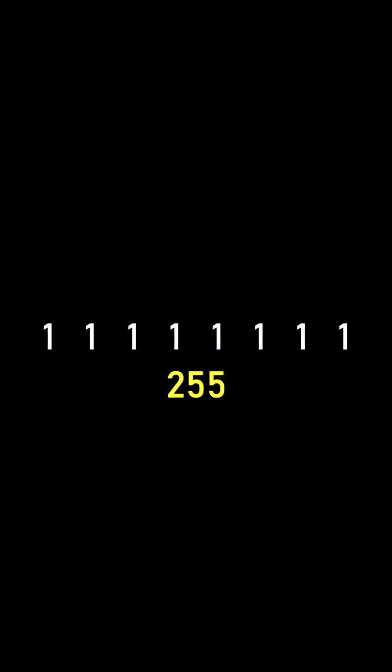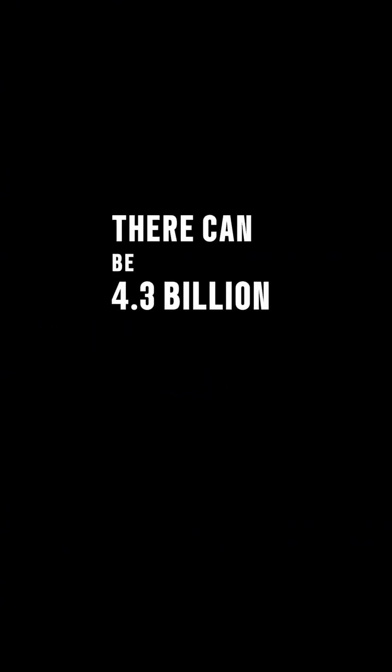If all the bits are 0, the decimal value will be 0. If all the bits are 1, the decimal value will be 255. This is why octets range from 0 to 255. There can be 4.3 billion IP addresses in this set of 4 octets. These IP addresses are divided into 5 classes: A, B, C, D, and E.